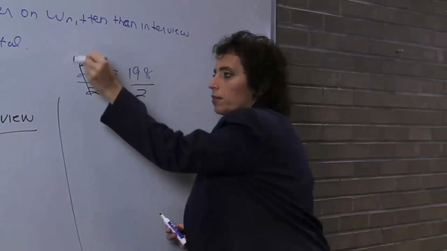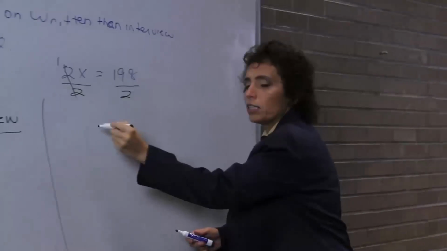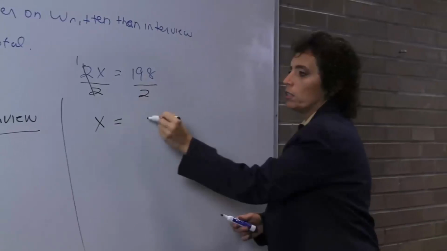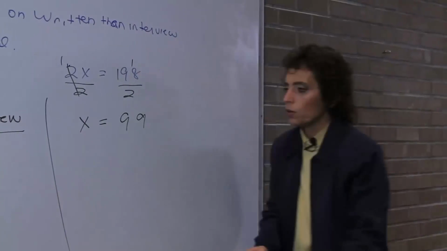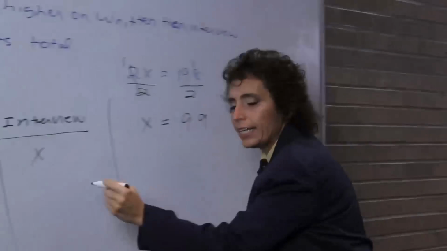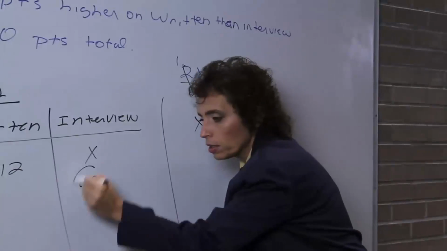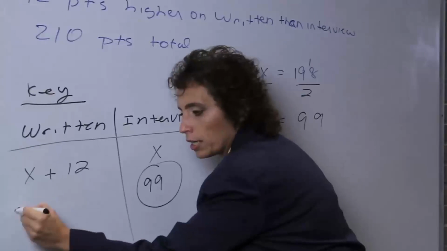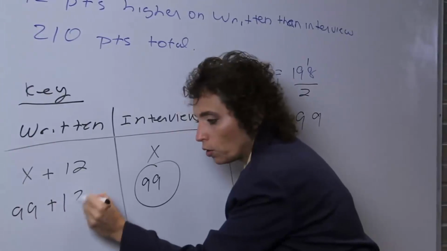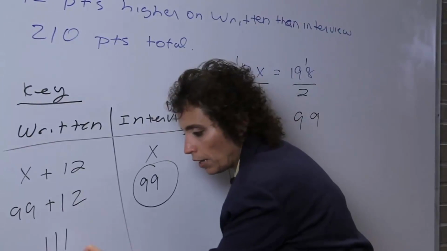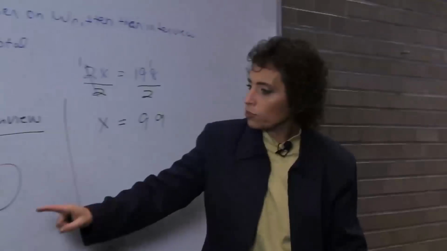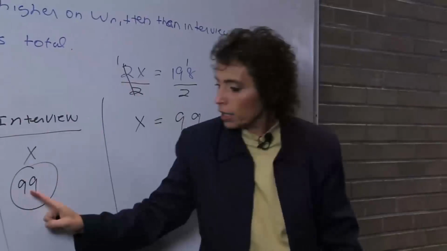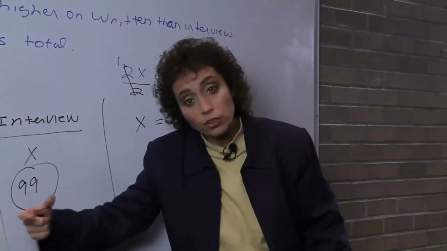Divide by 2, right? And we get x equals 99. So she scored 99 points on the interview, and she scored 99 plus 12, which is 111 points on the written. Now, here's what I know. She's supposed to have 12 points higher on the written. 99 plus 12 is 111, so she did.